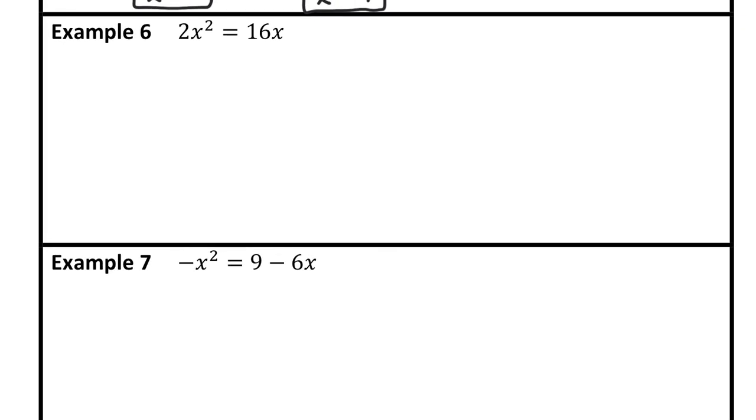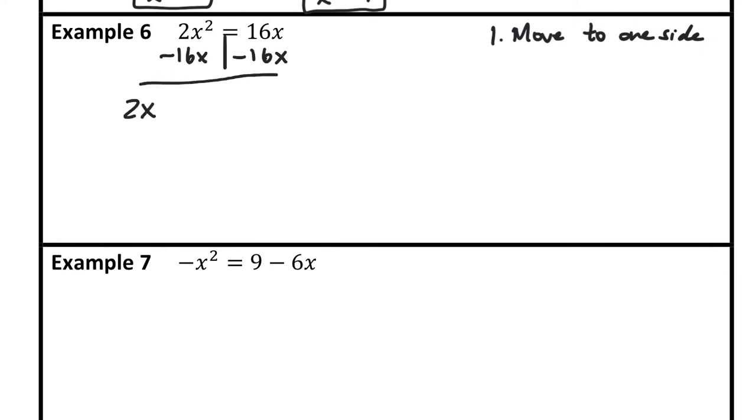So again, step 1, move to one side. So I can move the 16x to the left, so minus 16x minus 16x. It's going to give me 2x squared minus 16x equals 0. So checked off that part.